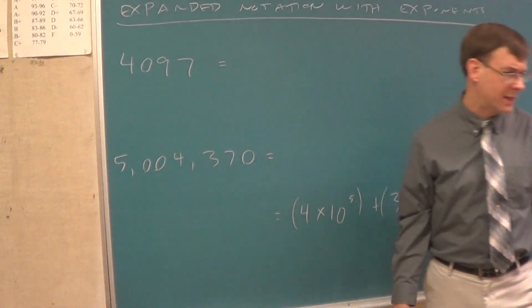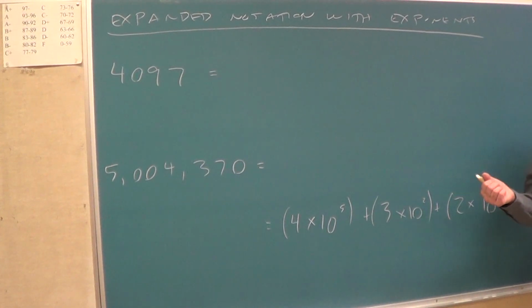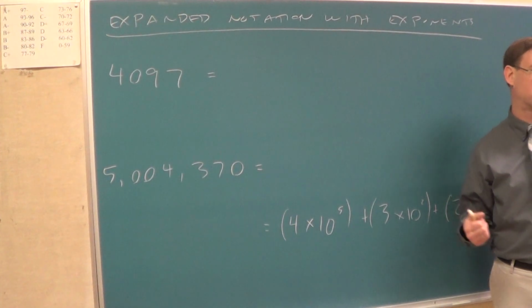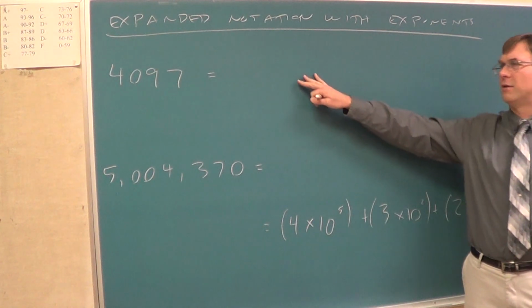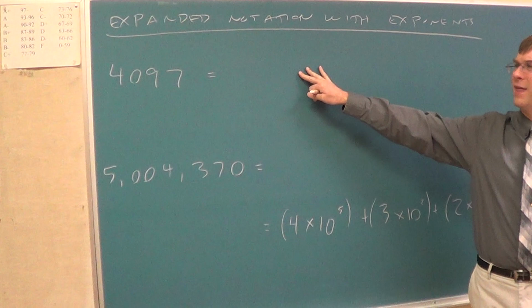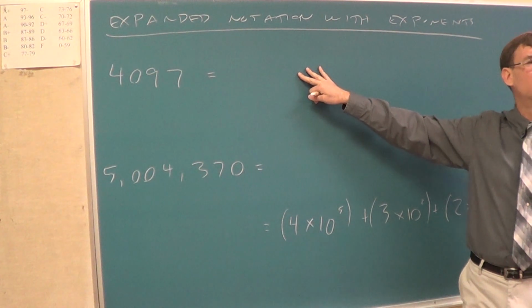So we did once upon a time a thing called expanded notation. Expanded notation's a little bit back today. We're just doing a thing called expanded notation but with exponents. So let's first just do expanded notation. Can anybody take 4,097 and remember how to write that in expanded notation?